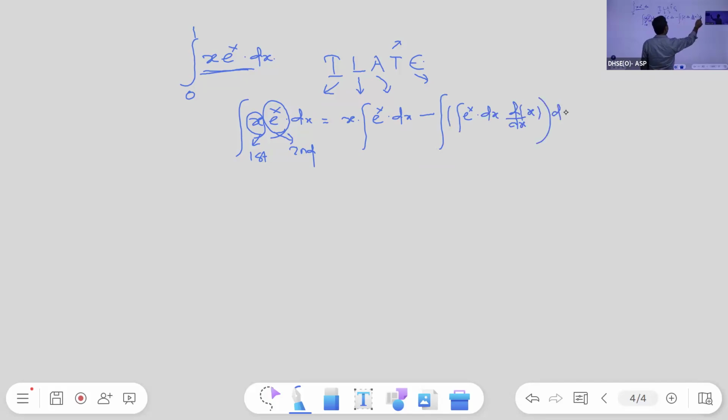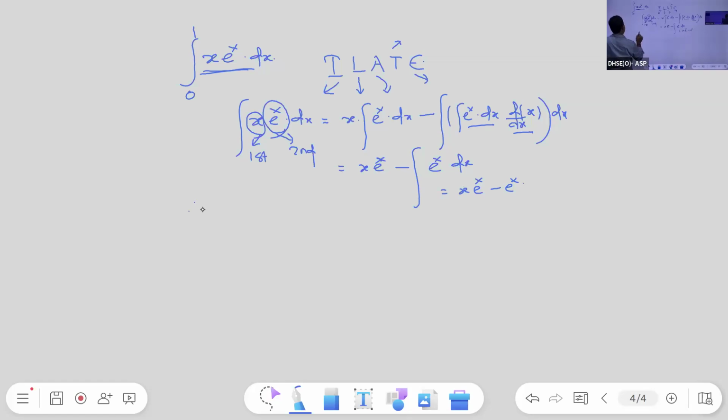This is equal to x e power x minus integration of e power x, which is e power x, times the derivative of x, which is 1, dx. This is equal to x e power x minus e power x. I hope it is clear to you. Now we have to evaluate this between the limits 0 to 1.